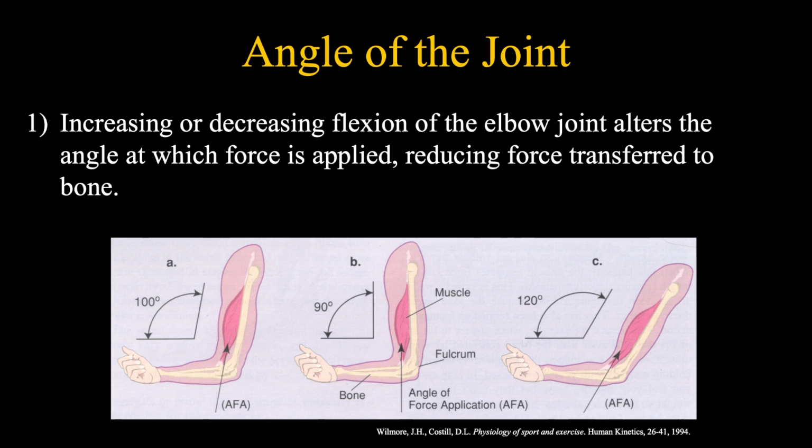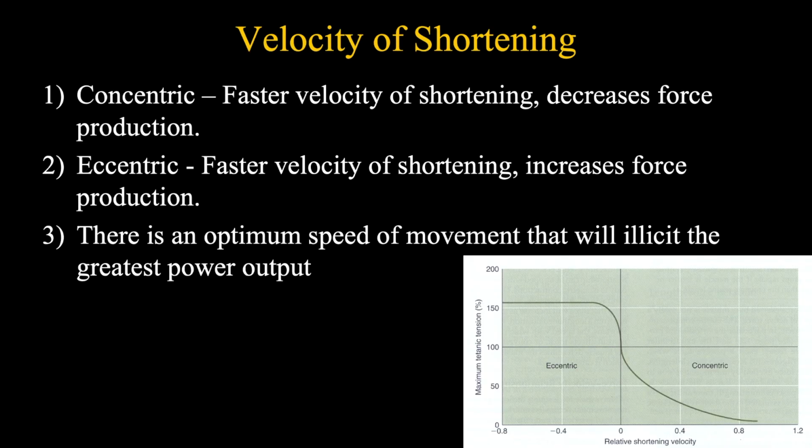So throughout a joint's range of motion, you're going to get varying degrees of force production capabilities. The velocity of shortening also makes a difference in the amount of overall force that we can produce. On the y-axis, we have the percent maximum tetanic tension, so the percentage of maximum force that can be produced, and on the x-axis, we have the relative shortening velocity.